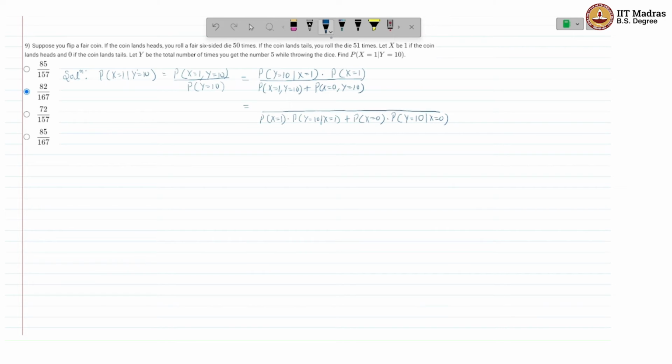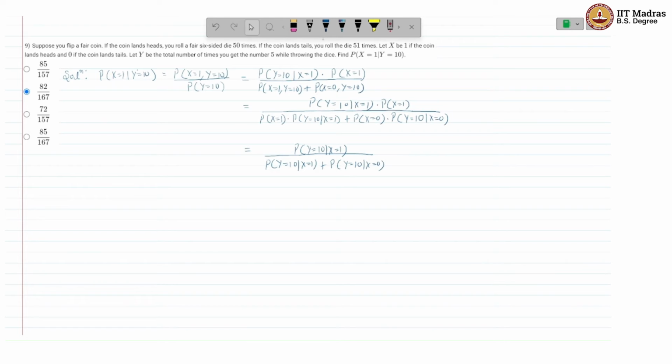Now writing the numerator, so what we will get is probability Y is equal to 10 given X is equal to 1, divided by conditional probability Y is equal to 10 given X is equal to 1 plus probability Y is equal to 10 given X is equal to 0.